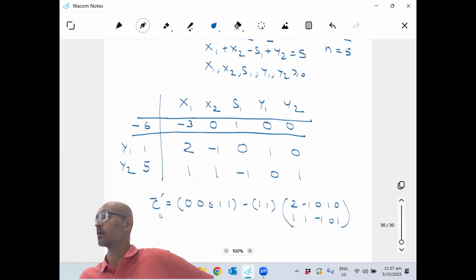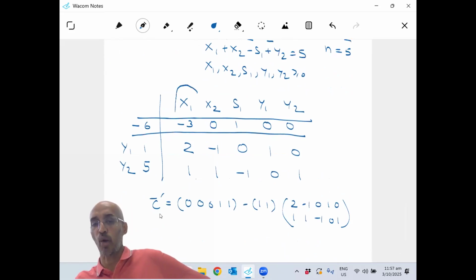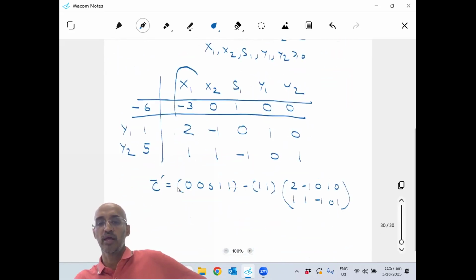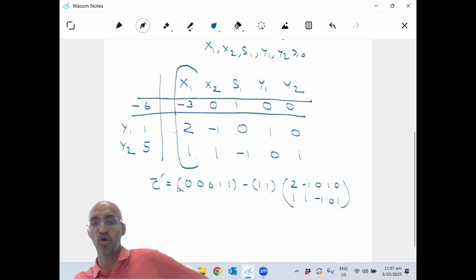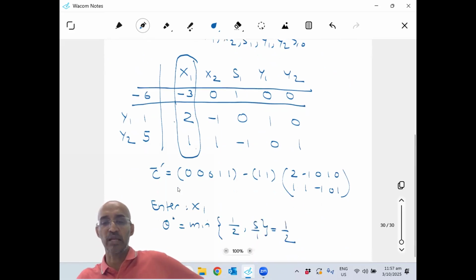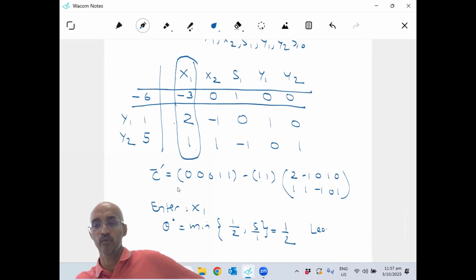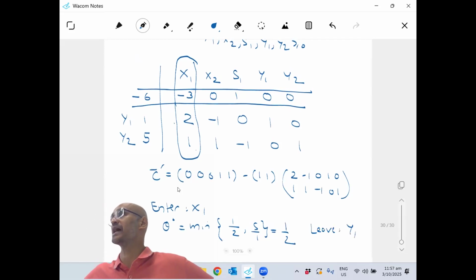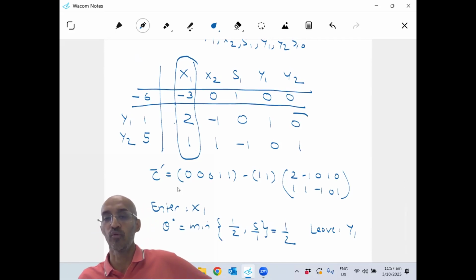What's my goal? My goal is to solve this problem to optimality. How will I do it? It's clearly not optimal. x1 has a negative reduced cost, so x1 enters. Theta star is the minimum of 1 by 2, 5 by 1. So that should be 1 by 2, which means my leaving variable should be y1. So gradually I'm moving the artificial variables out of my basis. I'm moving them to 0.